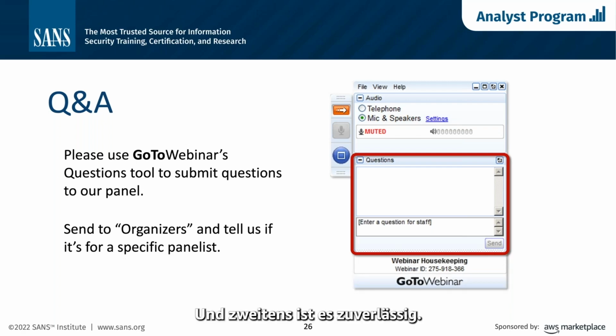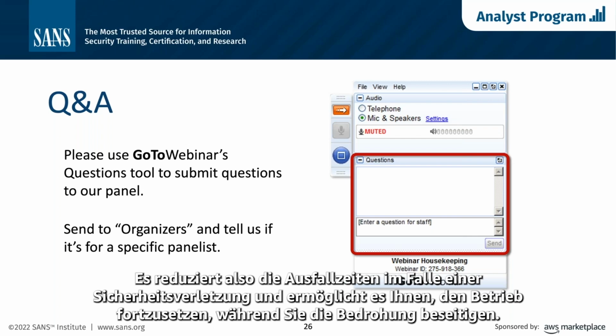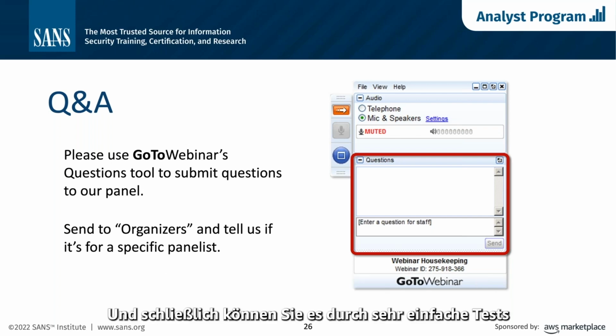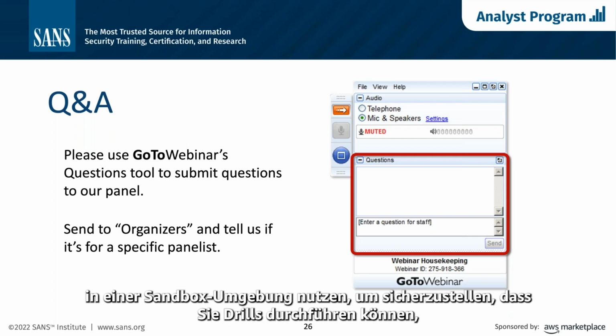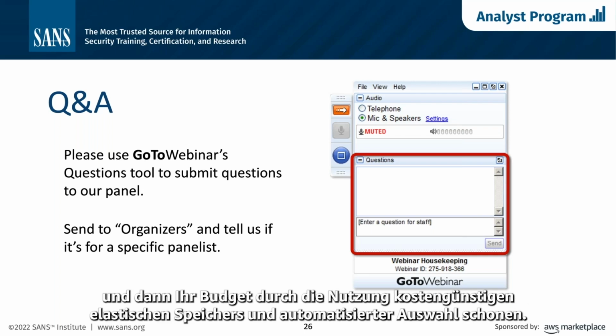And secondly, it's reliable. DRS makes sure that installation and operation is non-disruptive to your environment. So it really reduces downtime in the event of a breach and allows you to continue operations while you remediate the threat. And finally, it's very simple to use. Testing in a sandbox environment lets you run drills, and you save money by leveraging low-cost elastic storage and automated disk selection.